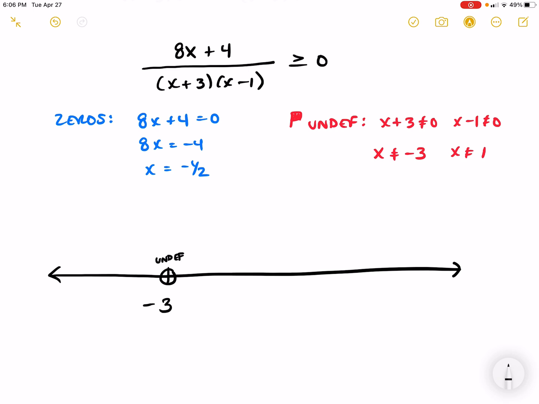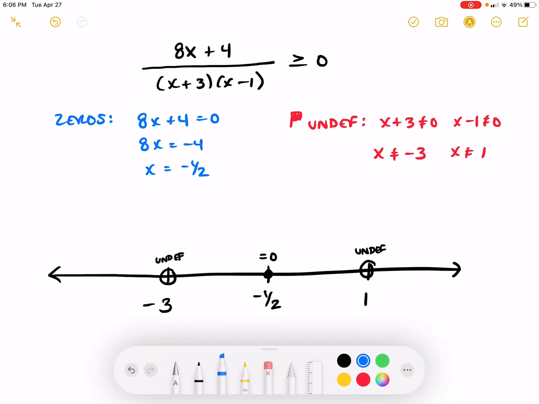It will actually end up being a vertical asymptote. And then I see negative 1/2, and I'm going to use a closed circle because this is where the function equals 0. And then finally, we see a 1. And that's where the function, again, is undefined. So for all the intervals in between, this is where we're going to figure out if it's positive or negative. So let's start with this first interval right here.